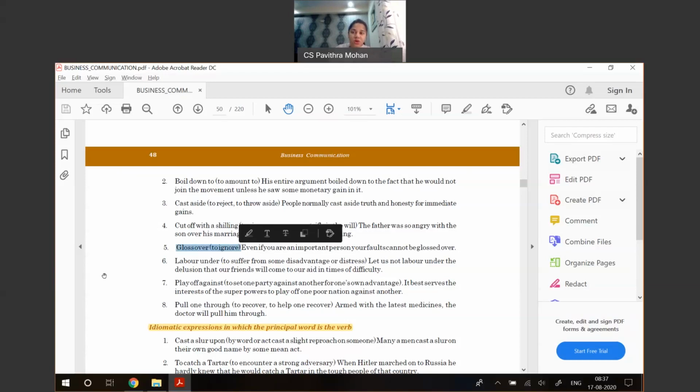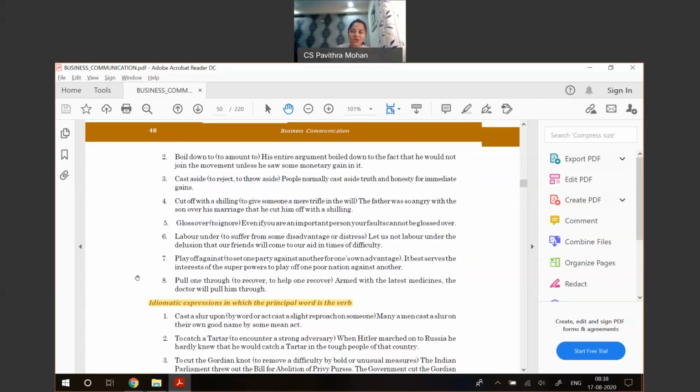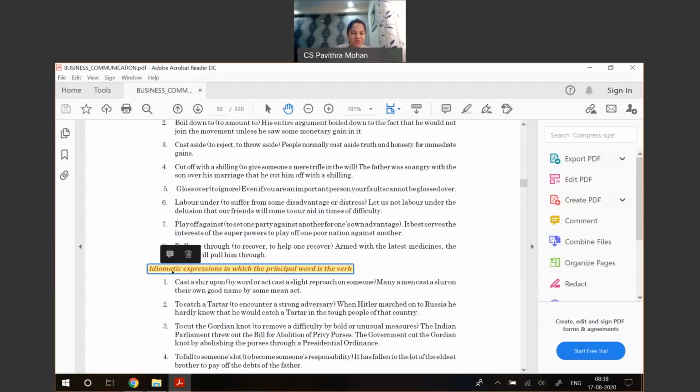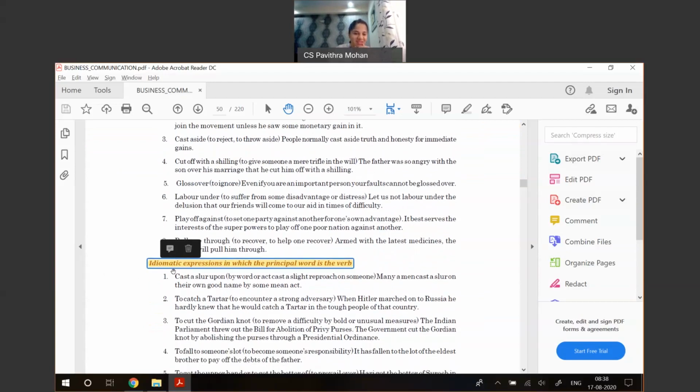But kindly go through all the idioms and understand how it is being done. What is the full form of idiom? There is no full form. The spelling mistake, you have just given it as EDM. It is not EDM, this is idiom. Okay, this word is called idiom.